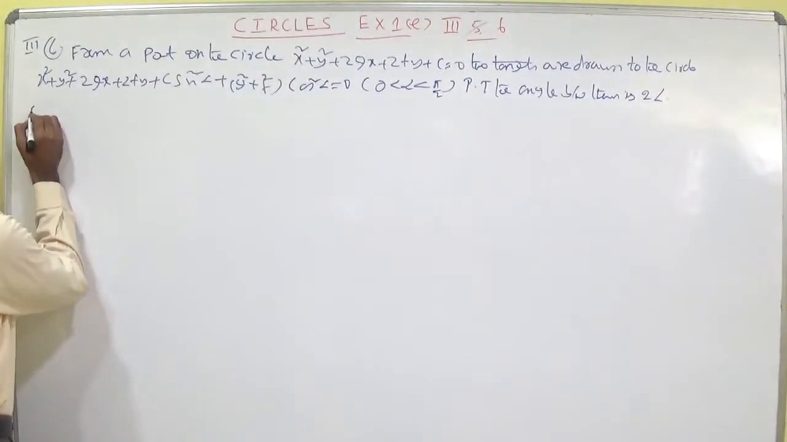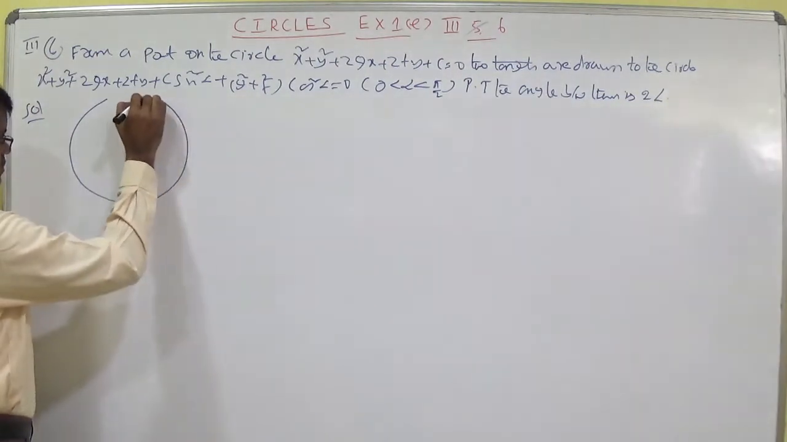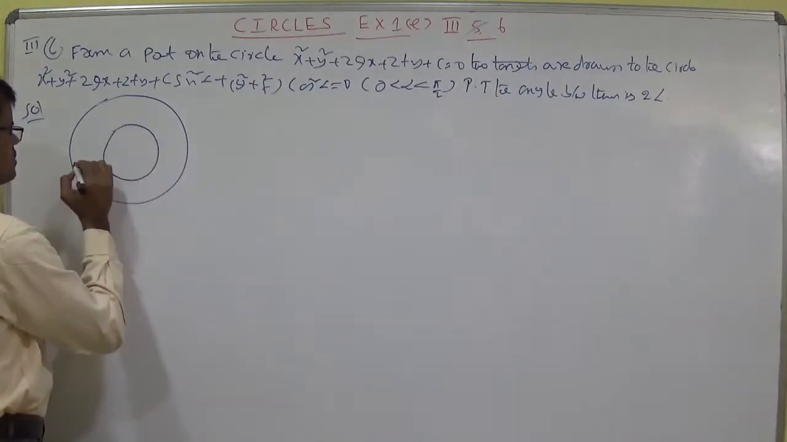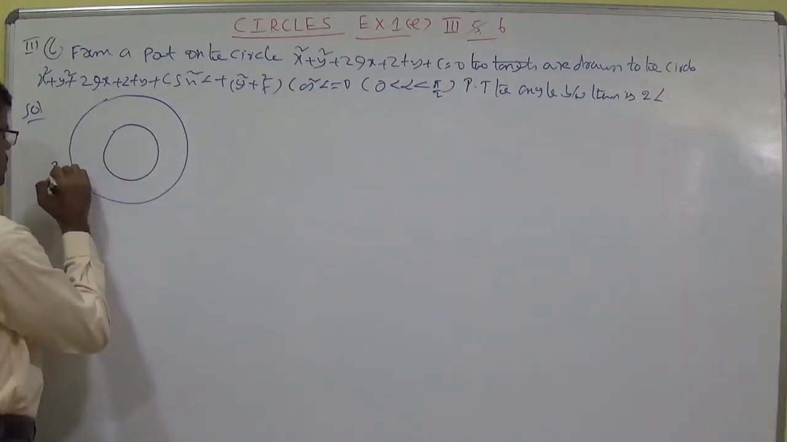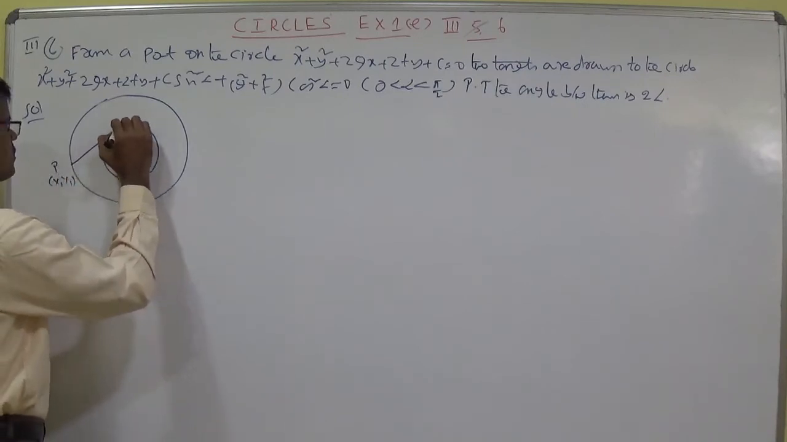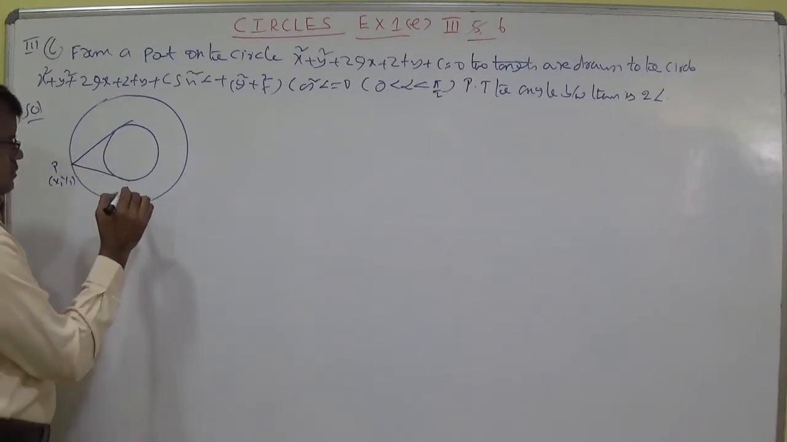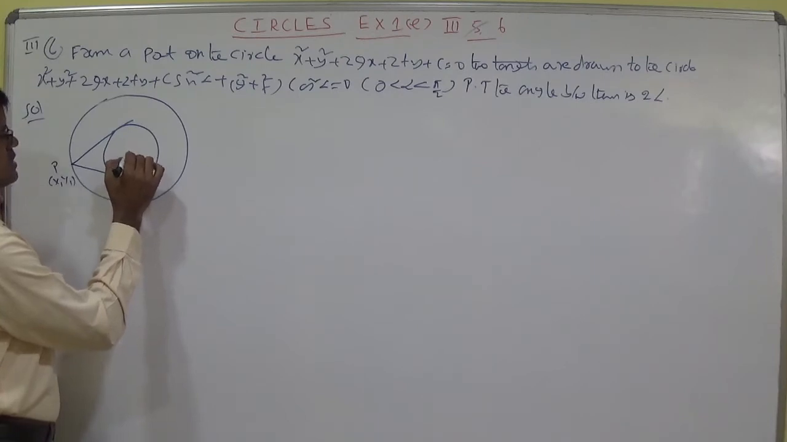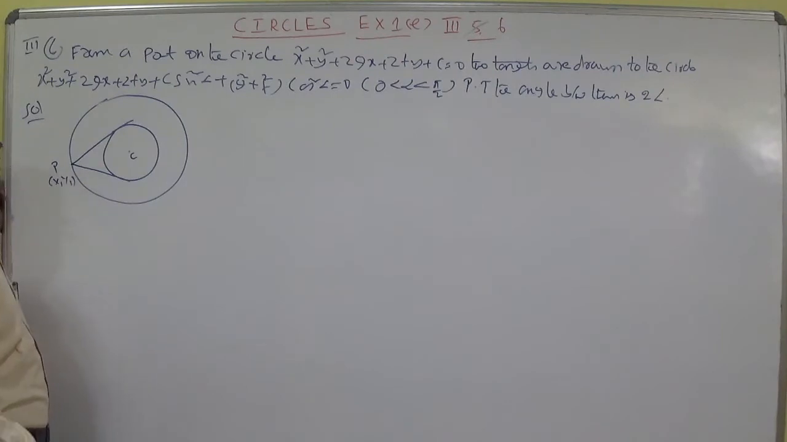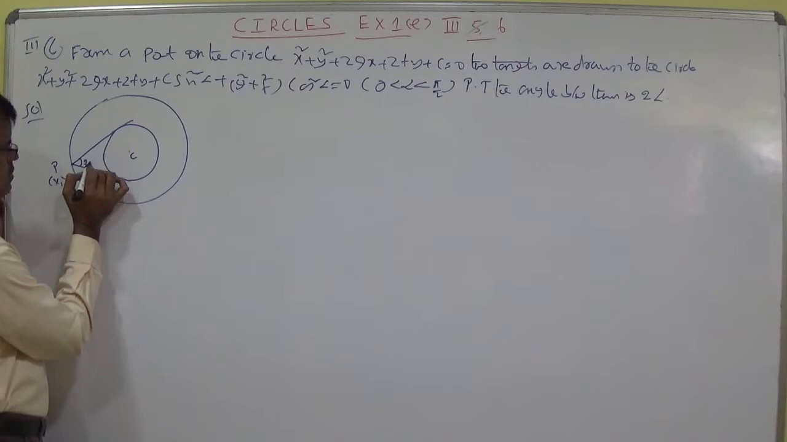Let us draw the diagram. Draw like this: these are concentric circles. Put P(x1, y1) here. From here we have drawn two tangents. This is the common center, which is minus g comma minus f for both circles. You should prove that this angle is 2 alpha.